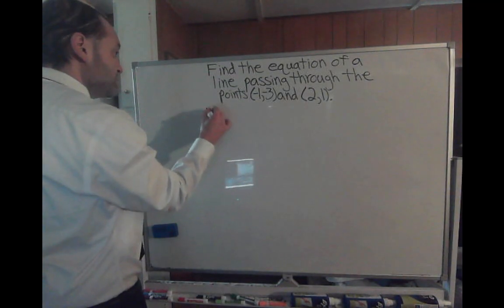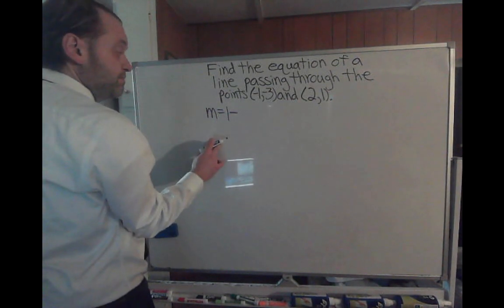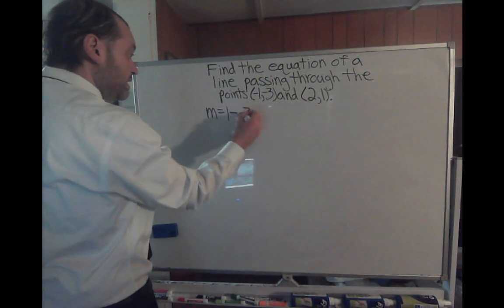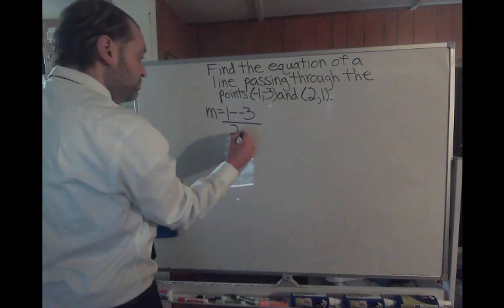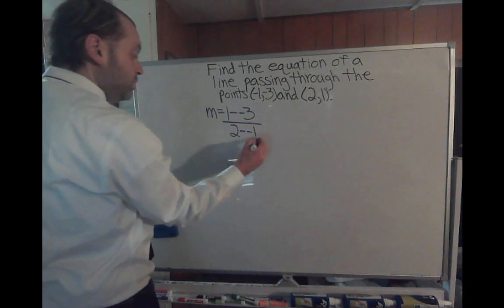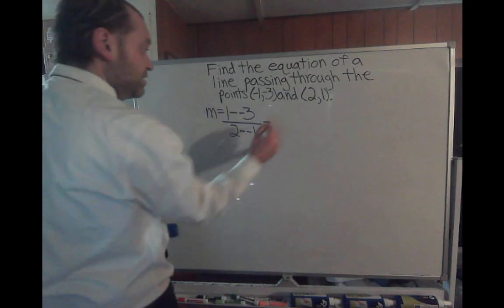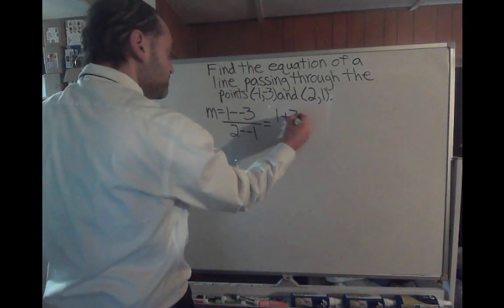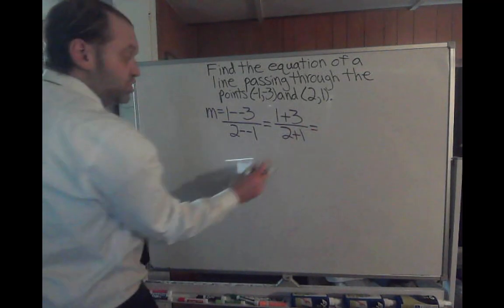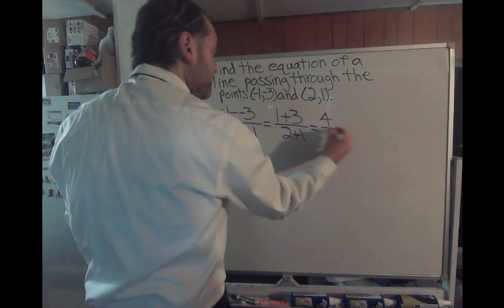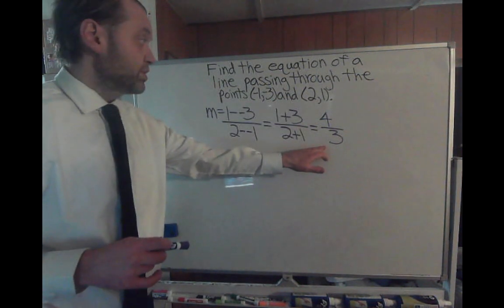So the slope, of course, is equal to your second y-coordinate, which would be 1, minus your first y-coordinate of -3, all over your second x-coordinate of 2, minus your first x-coordinate, which would be -1. So you have 1 minus -3 over 2 minus -1. That's going to turn into 1 plus 3 all over 2 plus 1, which would end up giving you a slope of 4/3. So now we found the slope of the line going through these 2 points to be 4/3.